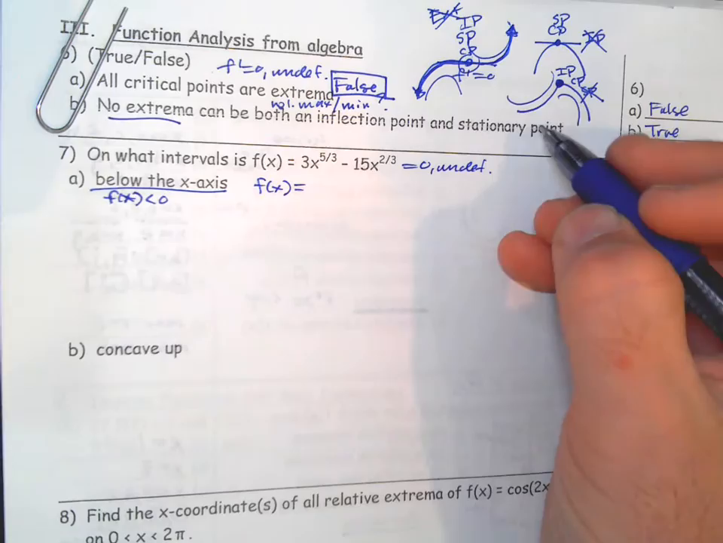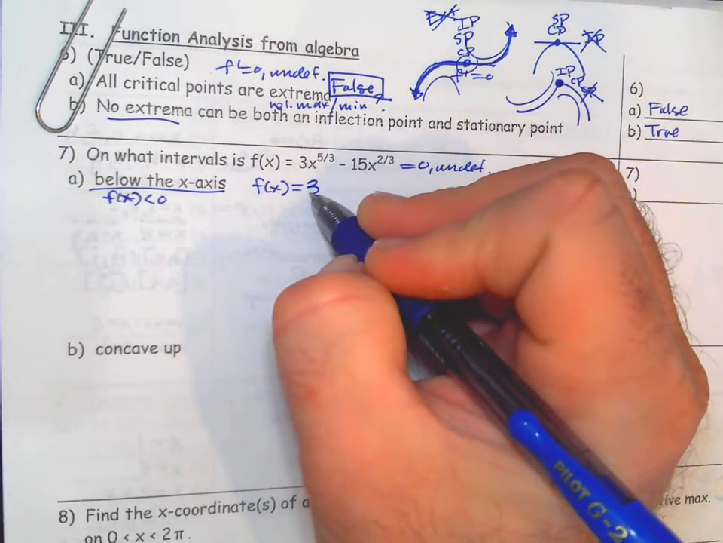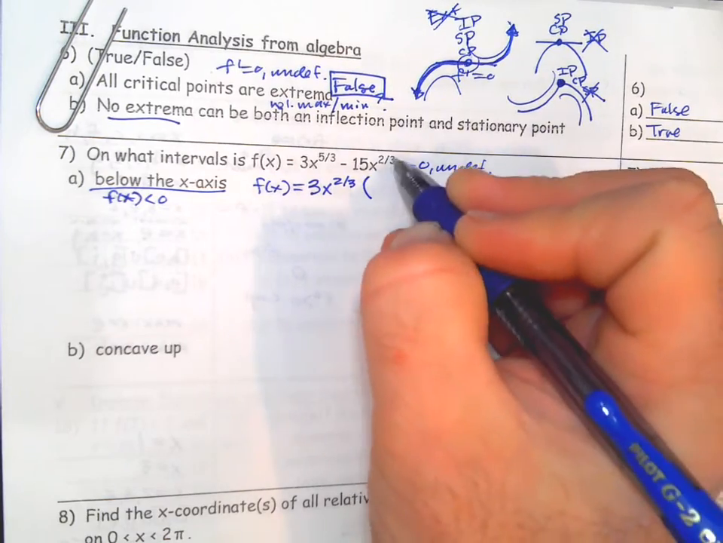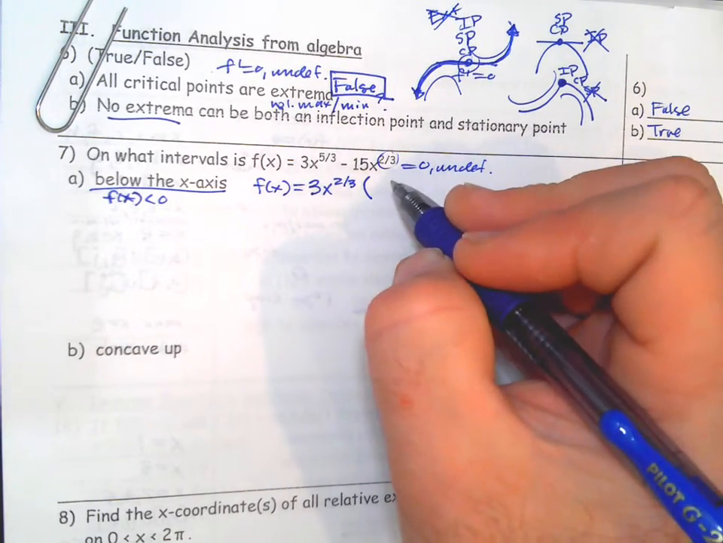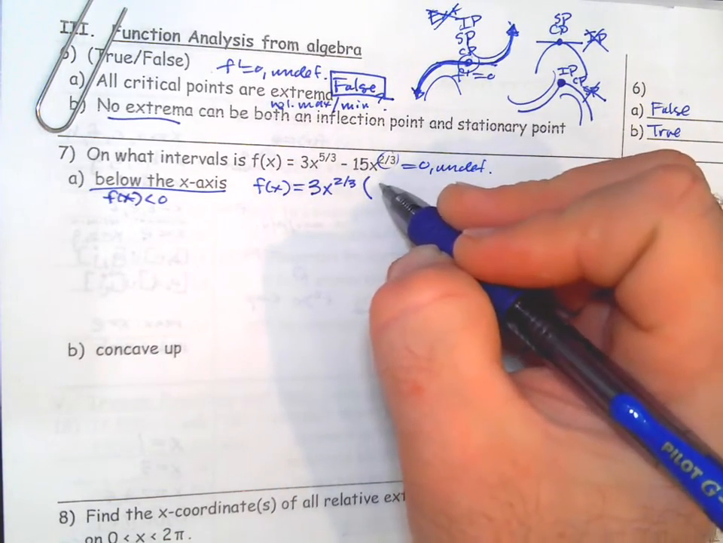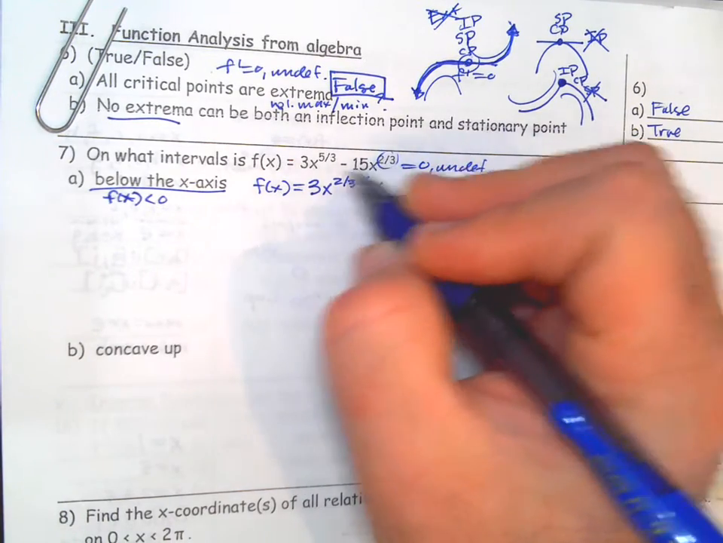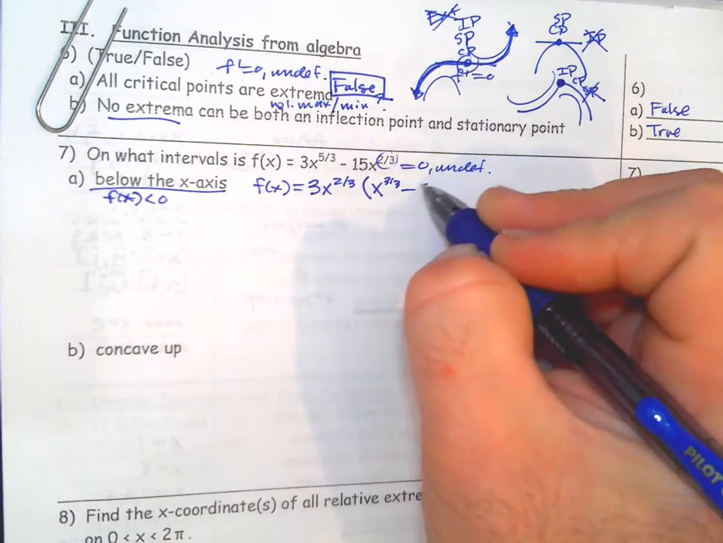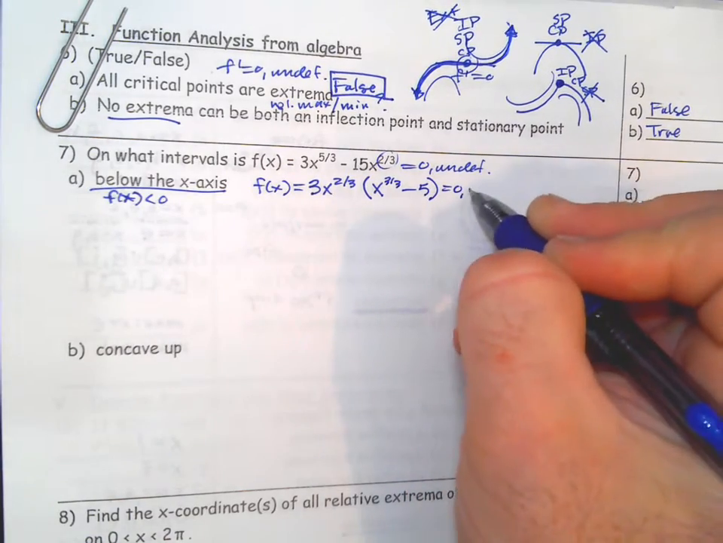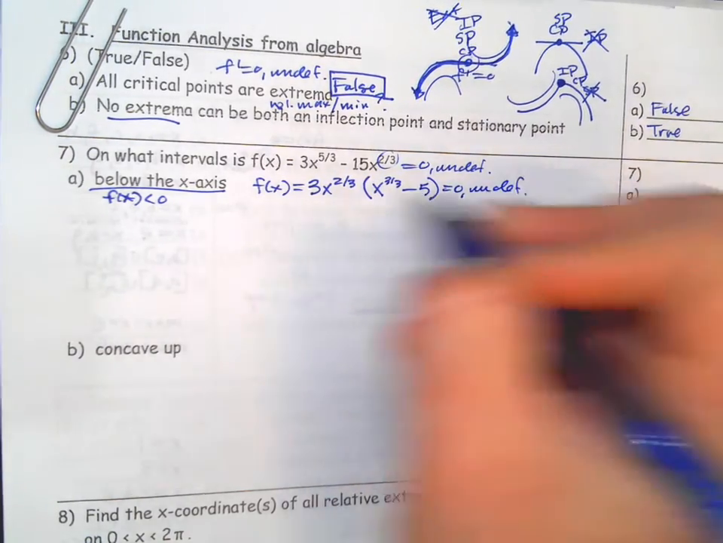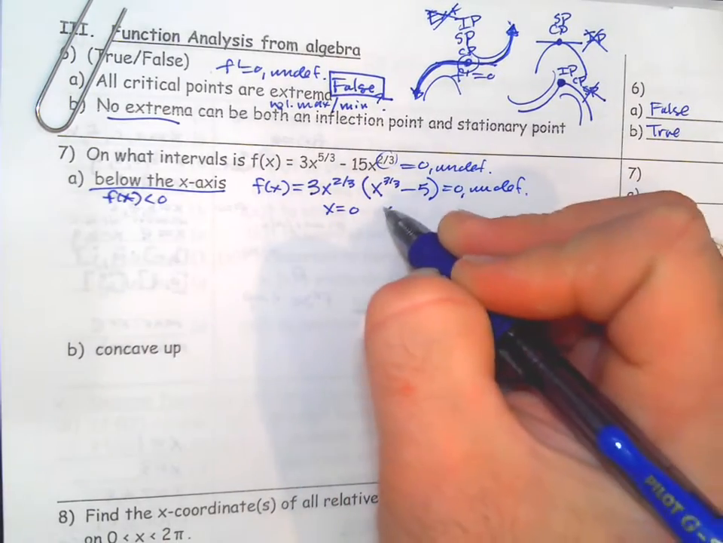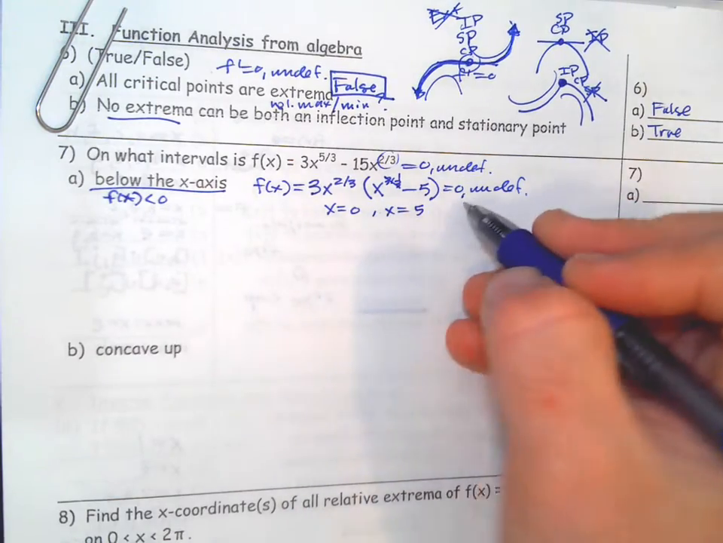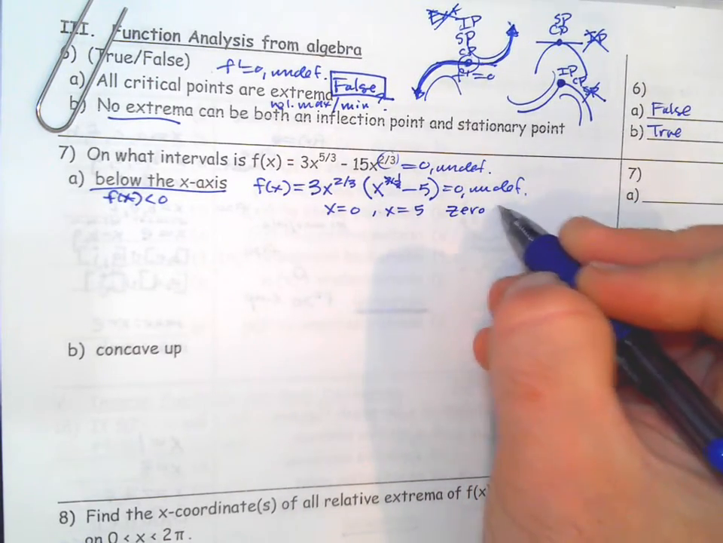with the original function. Now factor out the GCF, which would be 3 and x to the 2/3. We always factor out the smallest exponent of x. And when you do, you're using rules of exponents, so you're going to subtract that from this, and you're going to get 3/3 minus 5. And so then we're going to get x equals 0 and x equals 5, because that's just x to the first. These are zeros, right? We're looking for zeros. These are roots, x-intercepts.